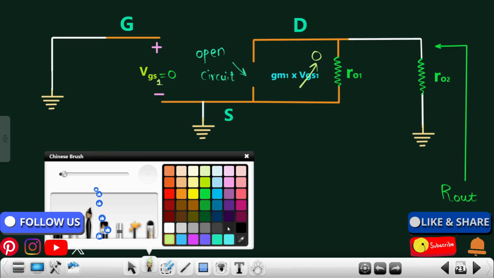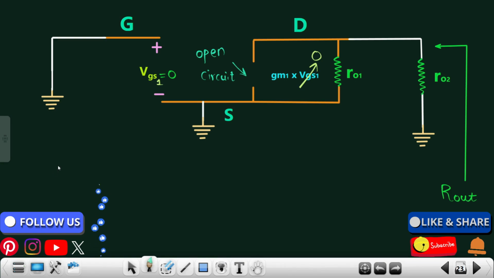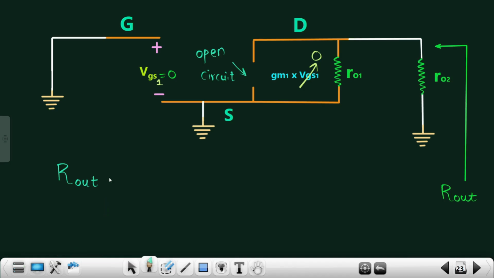So what will be my output impedance? My output impedance, R out, will be equivalent to RO1 in parallel with RO2. So this will be my output impedance.